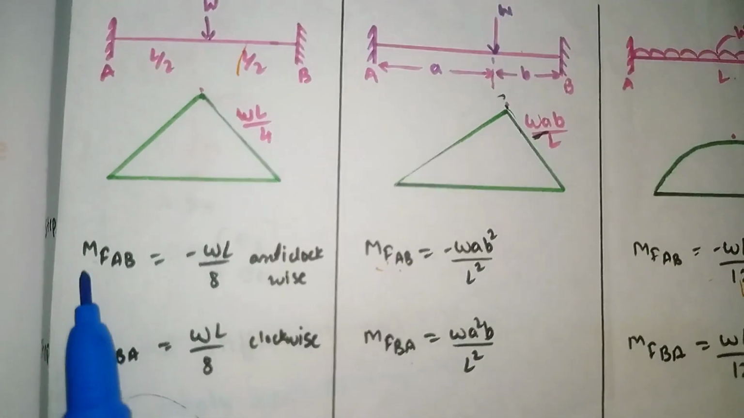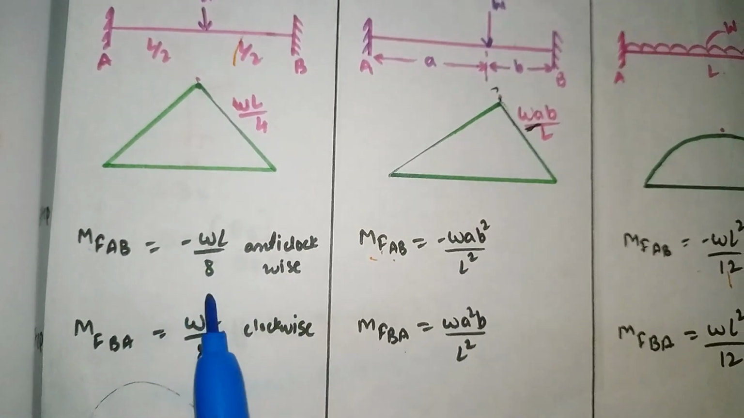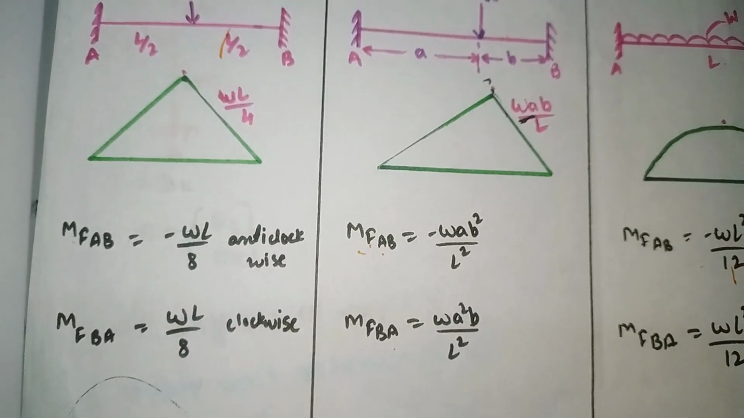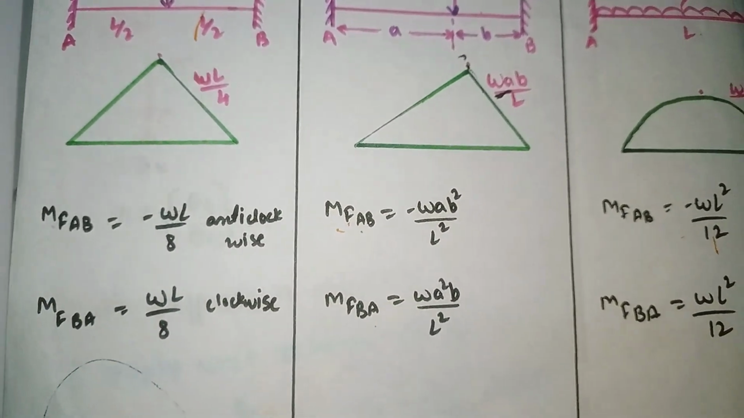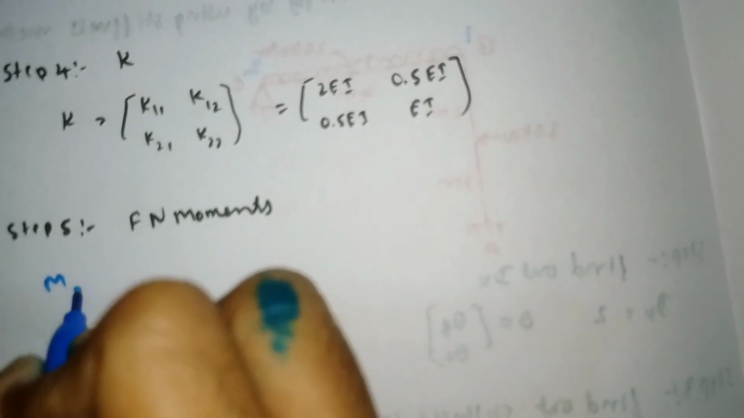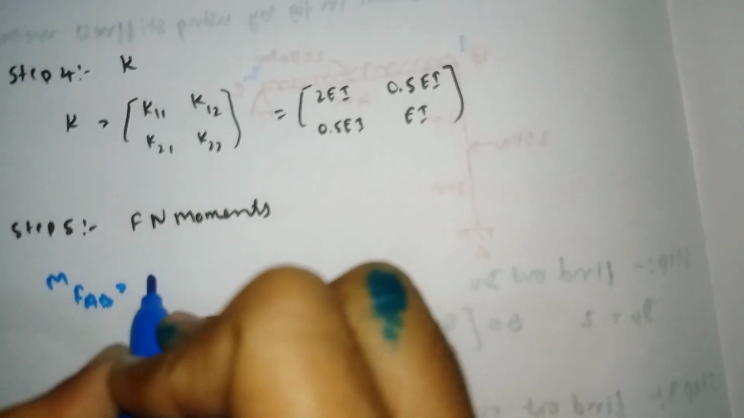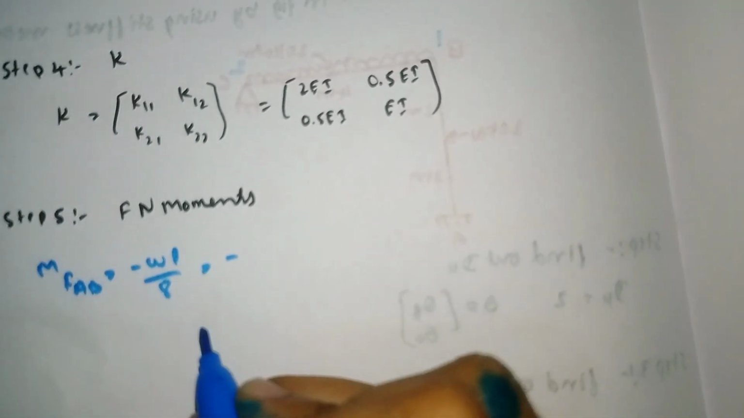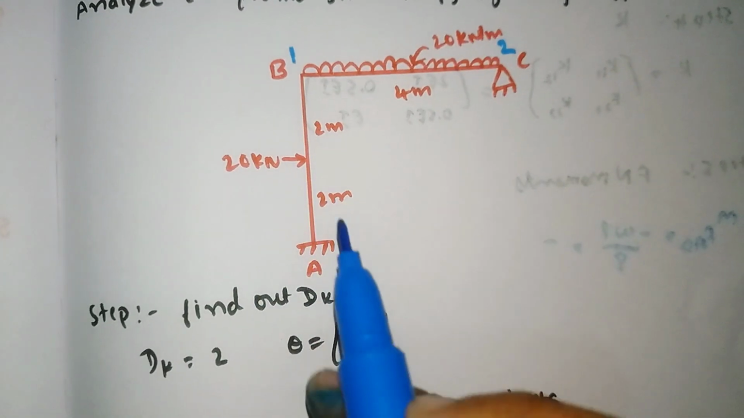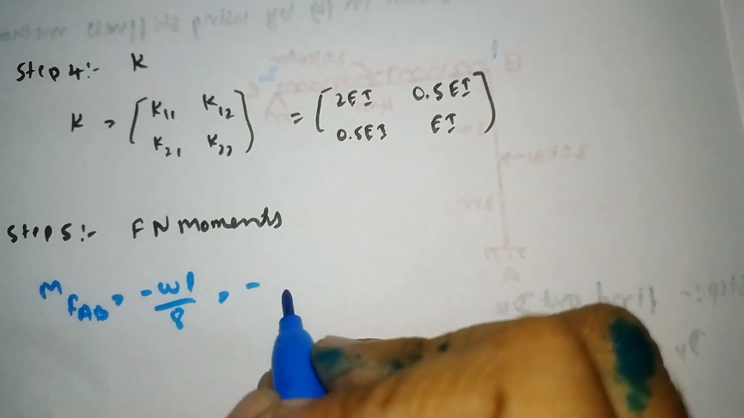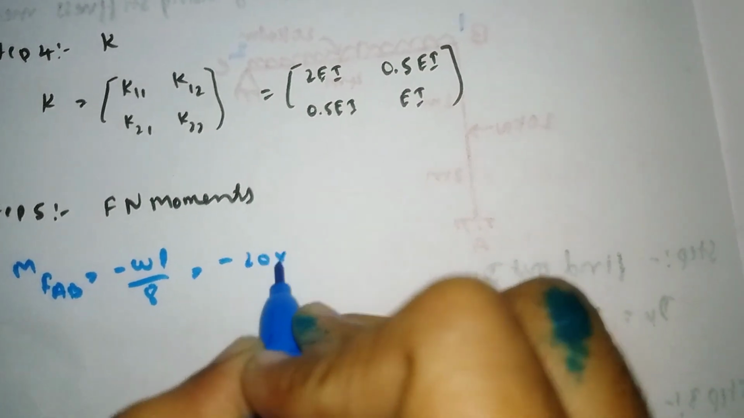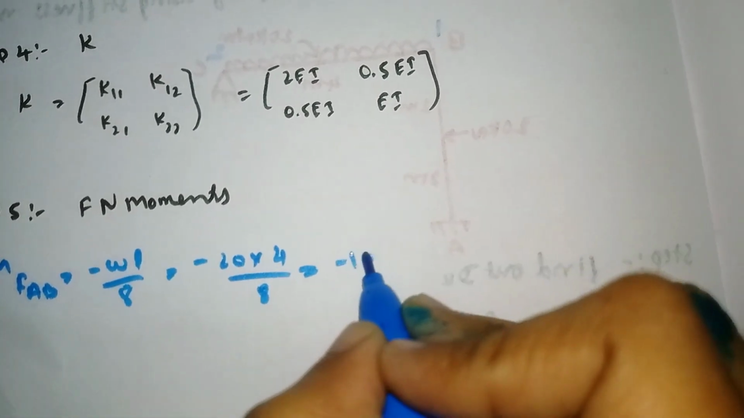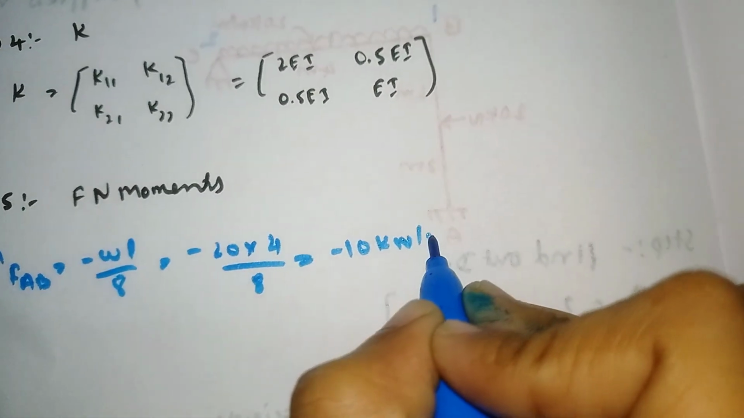For that, we have the formula MFAB is equal to minus WL divided by 8 and MFBA is equal to WL divided by 8. By using these two formulas, we will calculate the fixed moment for AB as well as BA. So, MFAB is equal to minus WL divided by 8. Load is 20 and length is 4 (2 plus 2 is 4), divided by 8. Simplify it, it will come out as minus 10 kilonewton meter.